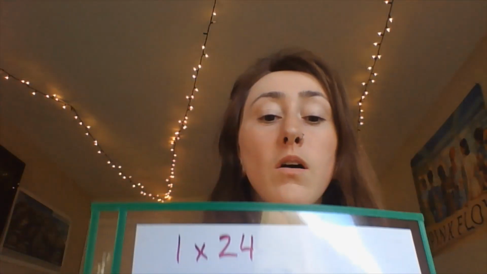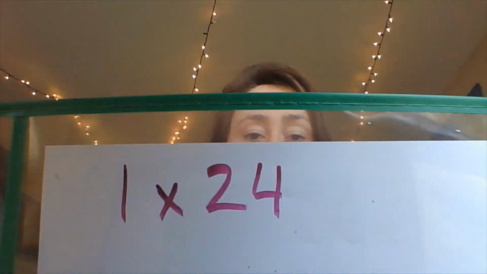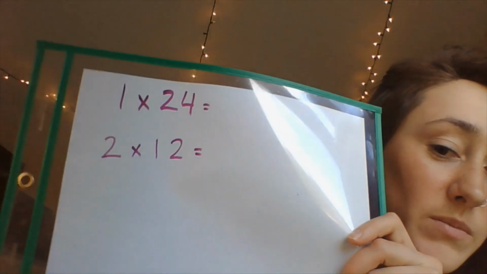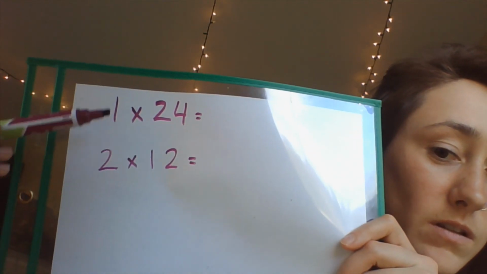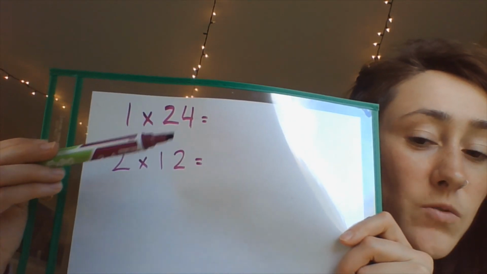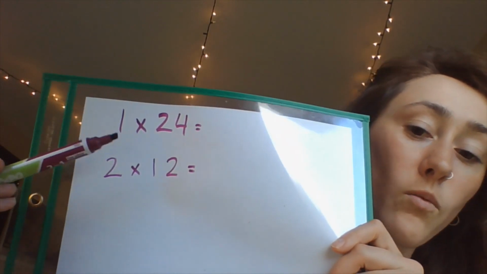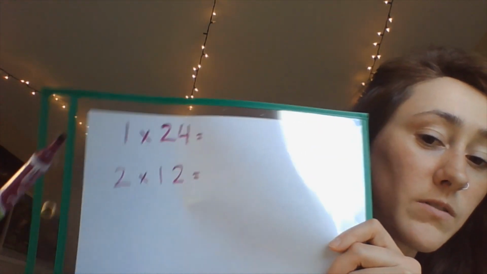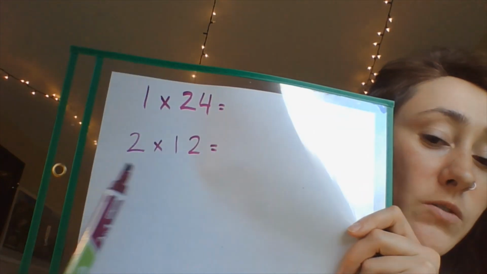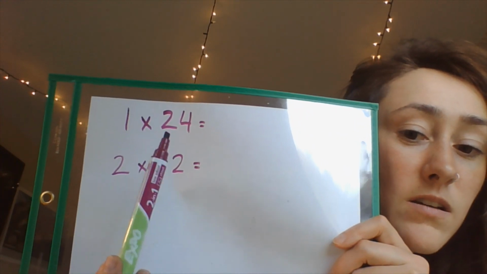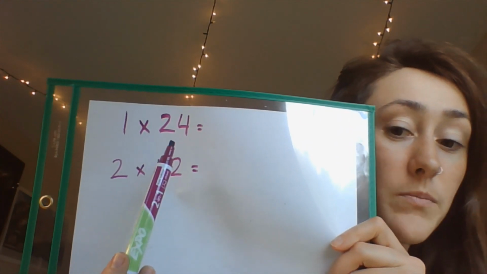Let's look at another question and write it down with me. 1 times 24. If we double one side and halve the other side, we get 2 times 12. I've doubled the 1 to get 2, and I've halved 24 to get 12. 2 times 12 is still 24, and 1 times 24 is 24. So 1, 24, 2, and 12 are all factors of 24.